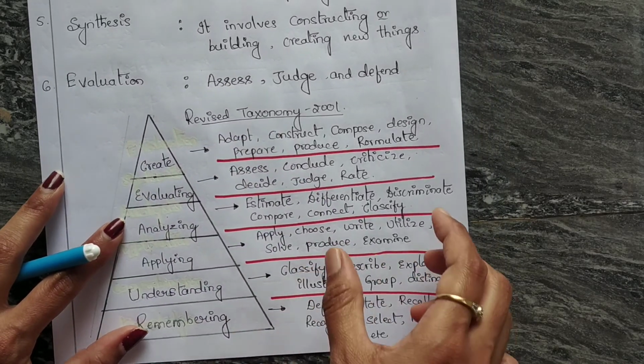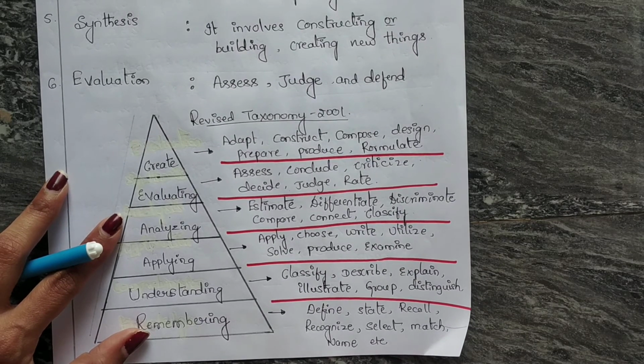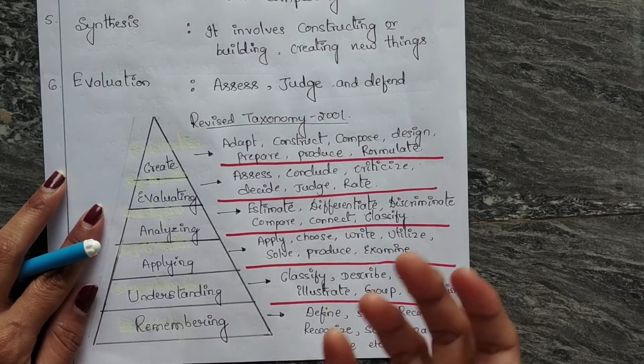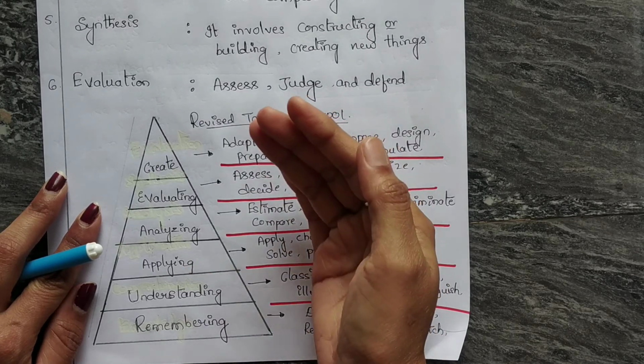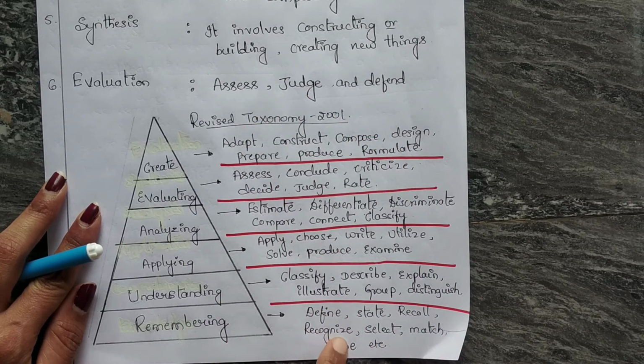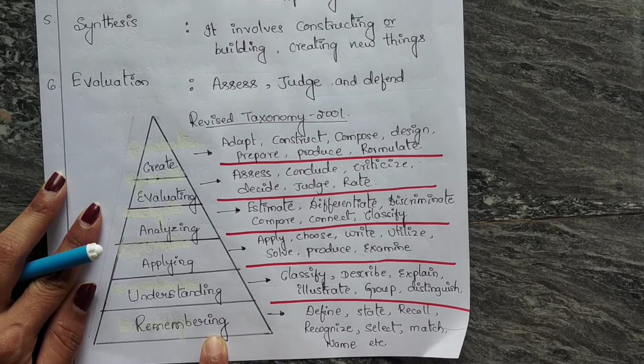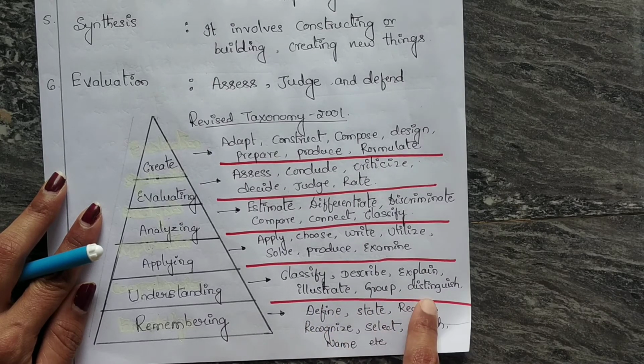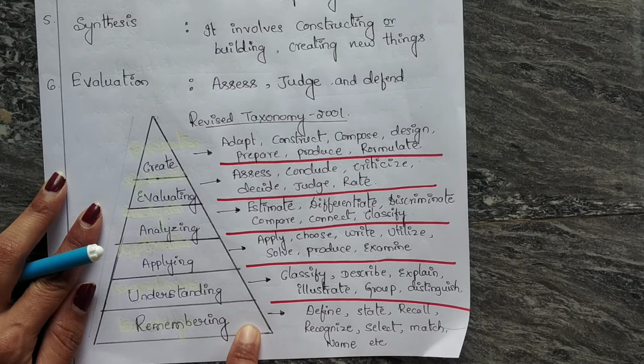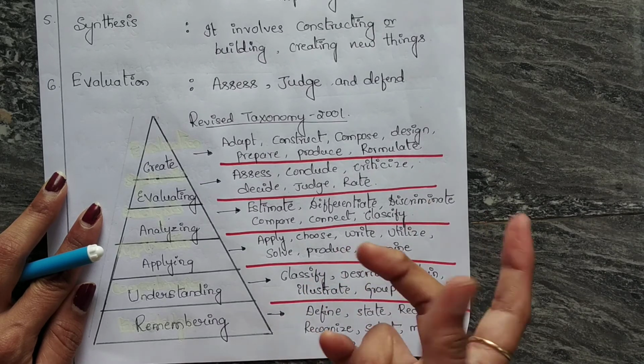Teachers, while conducting a test, can ask questions accordingly. At the remembering level they can say define, state, recall, recognize, select, match, or name. At the understanding level, they can ask them to classify, describe, explain, illustrate, group, or distinguish.